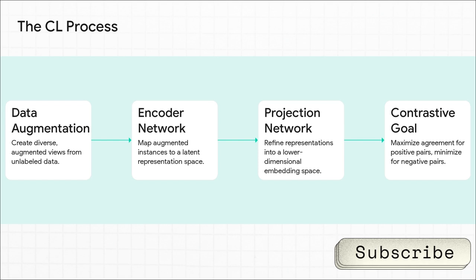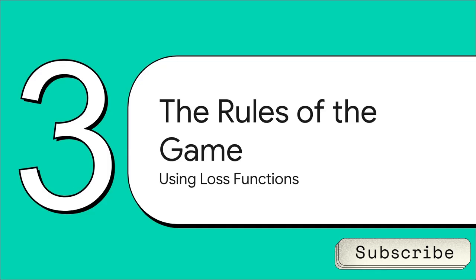This is like the magnetic force that pulls the good pairs together and shoves the bad pairs apart, just constantly organizing that map until it makes sense. But wait a second. How does the AI know how hard to push or pull? How does it grade itself? Well, it needs a rule book. In machine learning, we call that a loss function.